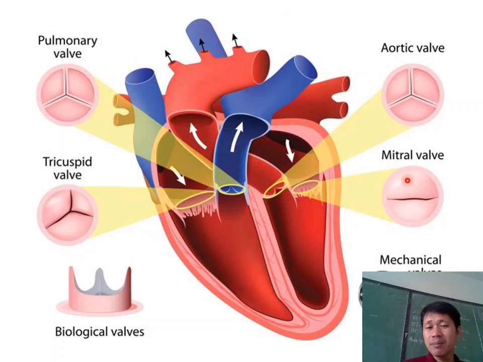The mitral valve separates the left atrium from the left ventricle to avoid backflow. The aortic valve separates the left ventricle from the aortic arch, while the pulmonary valve separates the right ventricle and the pulmonary arteries here. It closes so that the blood will not flow from the pulmonary arteries back into the right ventricle.